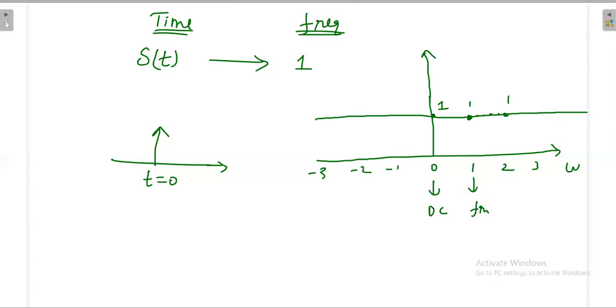But for how long will these frequencies be present? Not always, but for a momentary amount of time. How long is your impulse present in time domain? A very, very short duration. For that short duration only we will have all these frequency components. After that it will vanish. That is the idea here. Next, we'll see some simple properties.